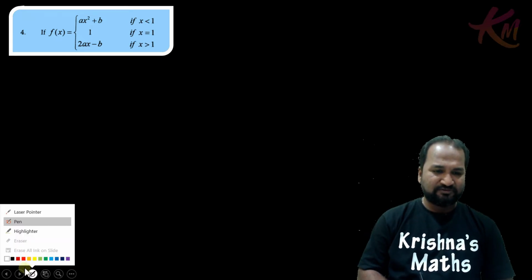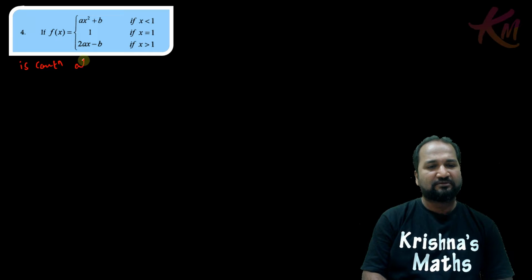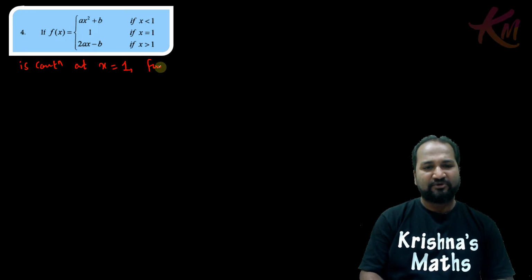f of x is equal to this. One line is missing in the question. It is continuous at x equal to 1. Find a and b.